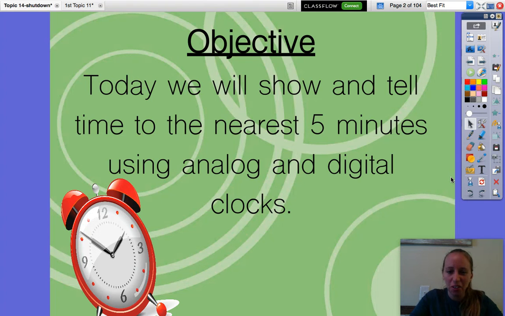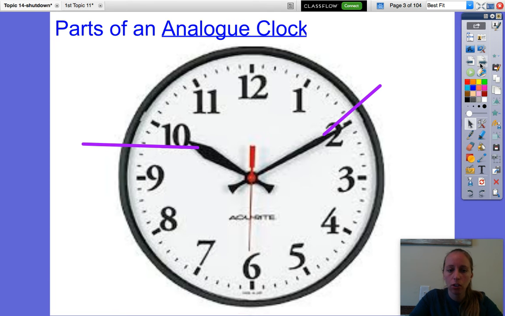Hello. Today, our objective is that we are going to show and tell time to the nearest 5 minutes using analog and digital clocks. So let's quickly go back to an analog clock and label its parts. We know that an analog clock is one that has a face like this, right? We start with the 12 and it goes 1, 2, 3, 4, all the way up to 12, okay?